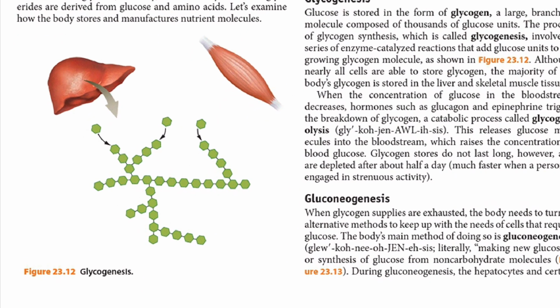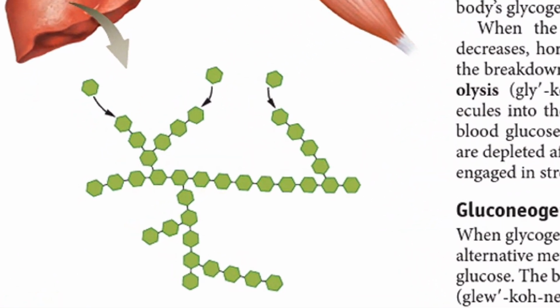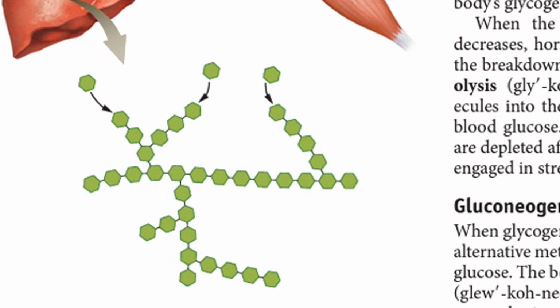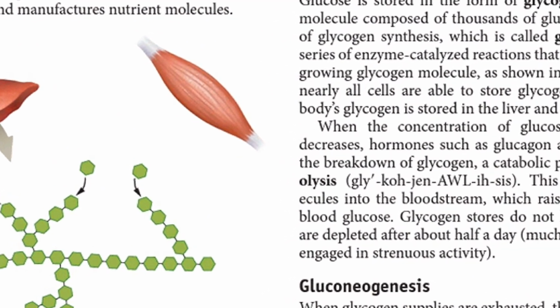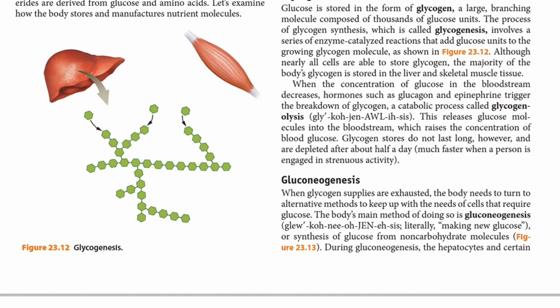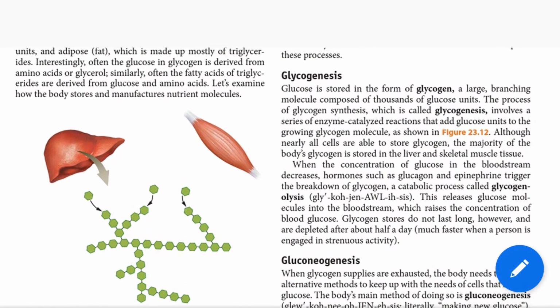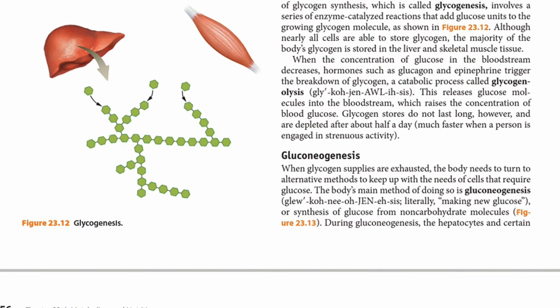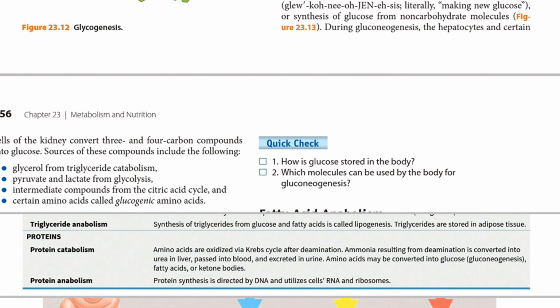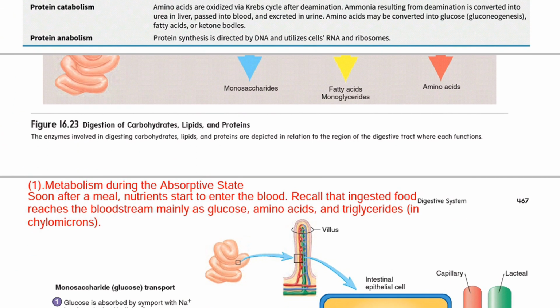Then here in the liver, this is a glucose molecule and this is how the branching occurs and the glycogen formation takes place. This is how glucose is stored in the form of glycogen in the liver, and also glucose is stored in the muscle in the form of glycogen. So we have already discussed glycogenesis and gluconeogenesis in the previous lecture, okay, so that's why I am not repeating those things.